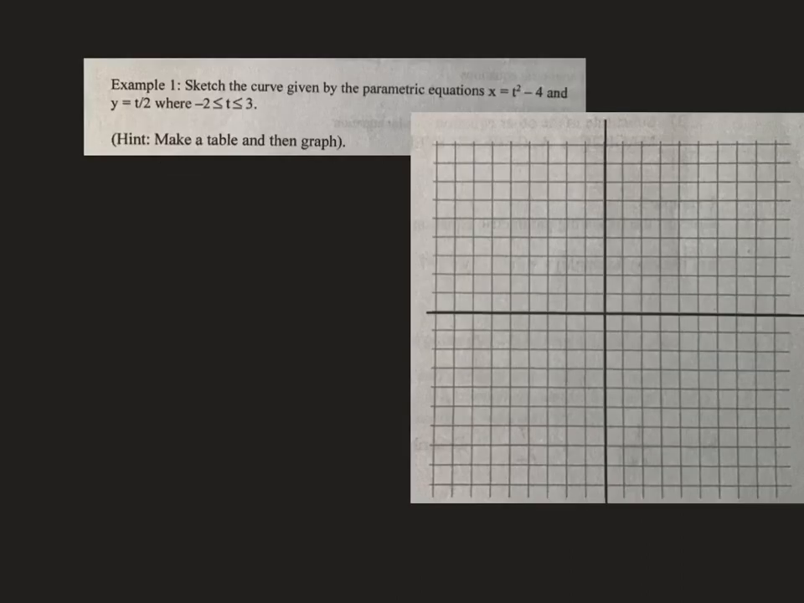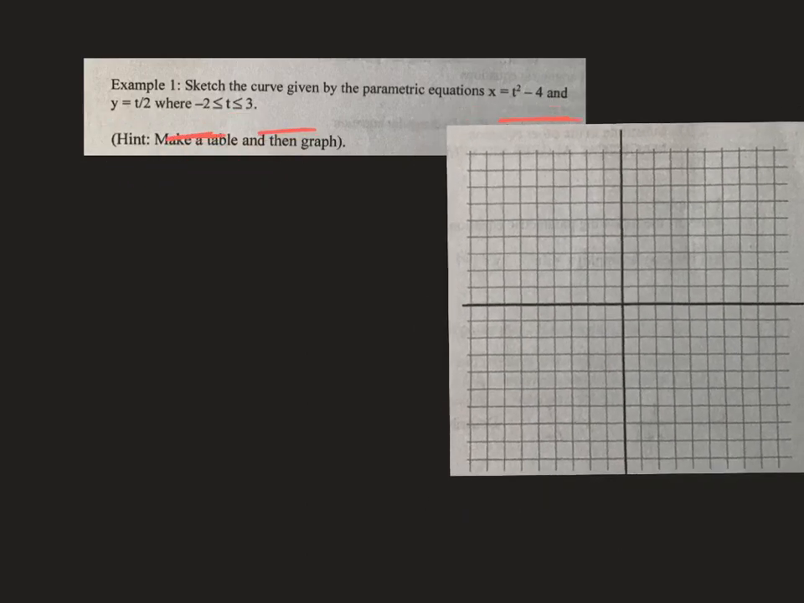So they give us two equations. We have an equation that says x equals right here, and an equation that says y equals right here, and they gave us a restriction. So I'm going to use this restriction to make my table. And instead of making a table that is only 2 across, I'm going to make a table that's 3 across.